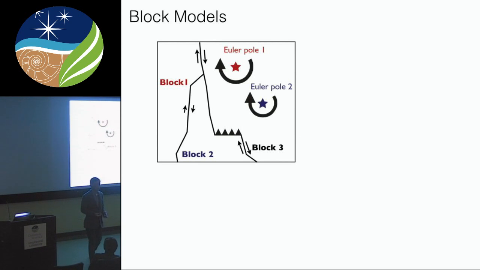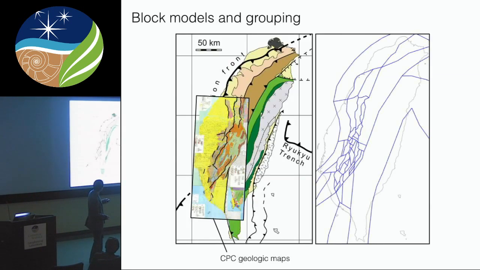Now if I go back to this slide, every fault can define a block. So there are a lot of blocks in Taiwan, and this block, for example, is separated by 4 faults. What we're trying to do is allow all the blocks to rotate, move, or pass each other in order to explain our geodetic data.